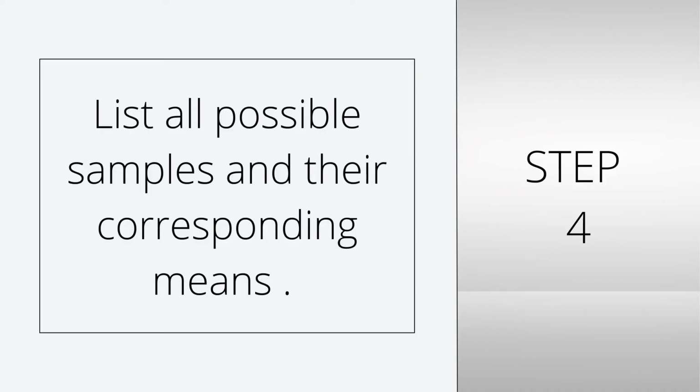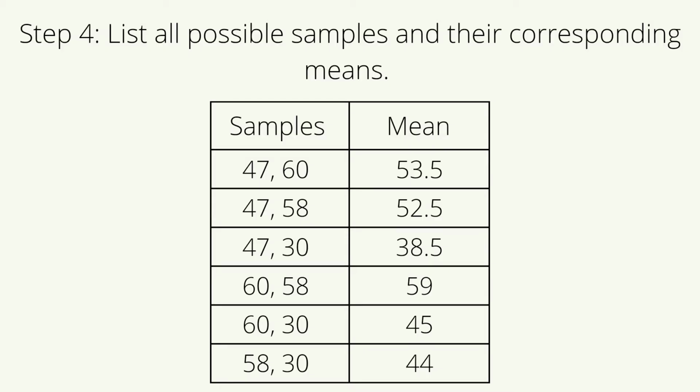Now, let's proceed to the fourth step, which is to list all possible samples and their corresponding means. We have created a table with 2 columns. The first column contains the possible samples, and the second column contains its corresponding means. Based on the third step, we will only have 6 possible size 2 samples. So here it is.